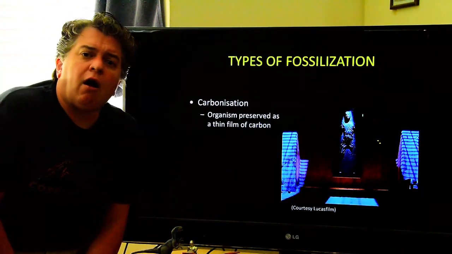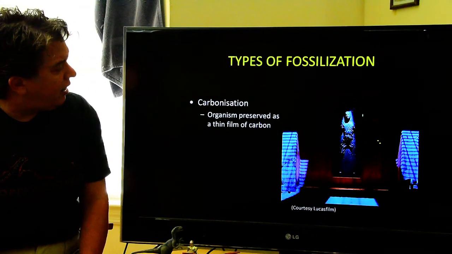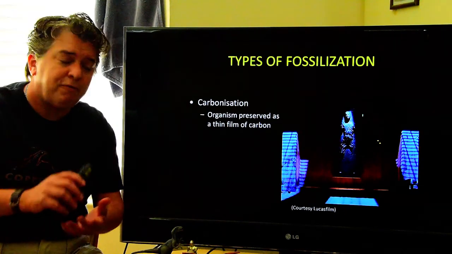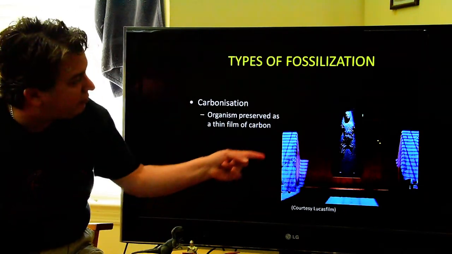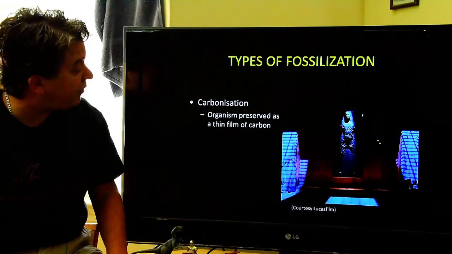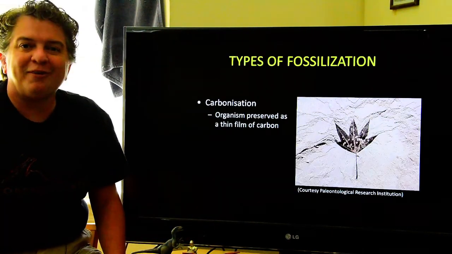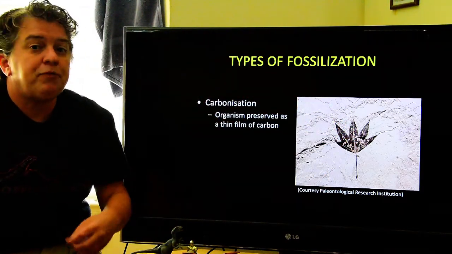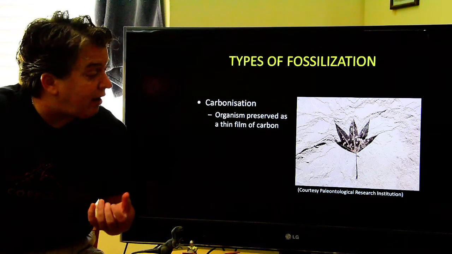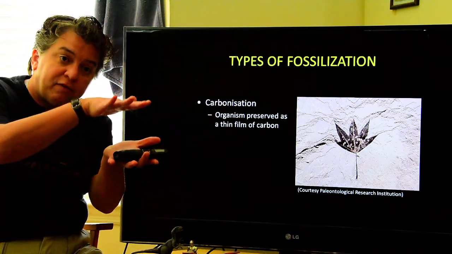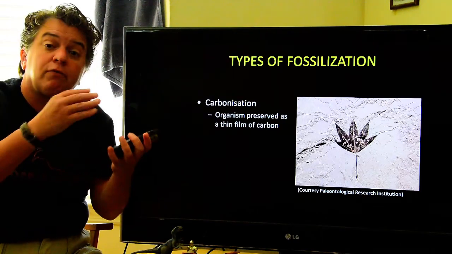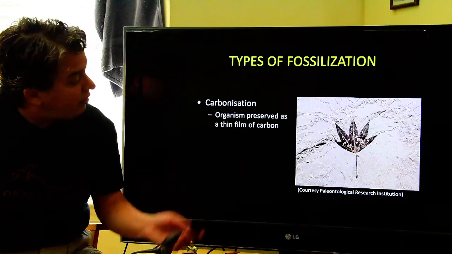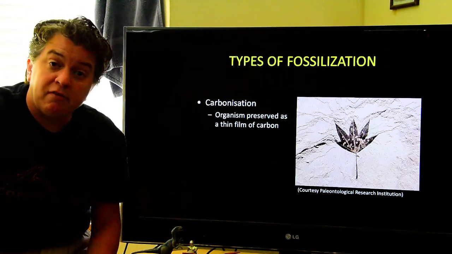Then we also have carbonization. Carbonization is where the organism is preserved as a thin film of carbon. And I couldn't resist putting a little Star Wars reference in there. But really, carbonization looks a lot like this. Here we had a leaf. And remember, organic material is made of a lot of carbon. When that leaf got squished in between these layers of rock, basically it left this thin film of carbon showing us the remains of that organism.